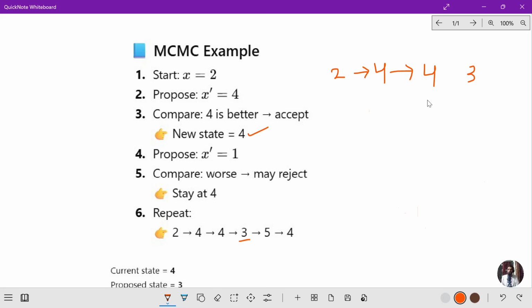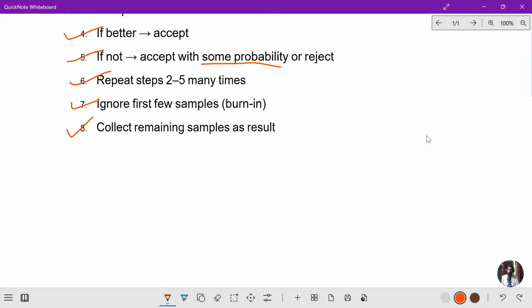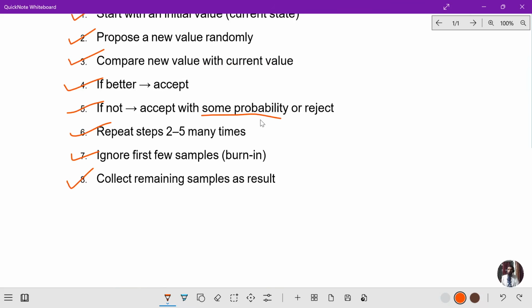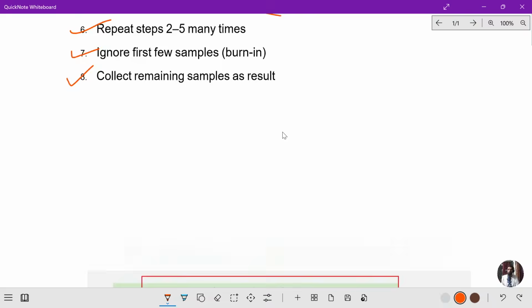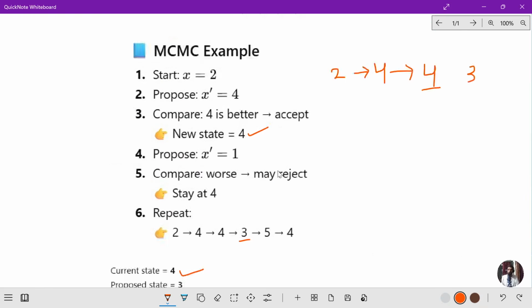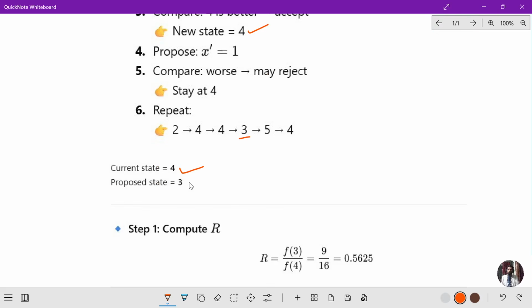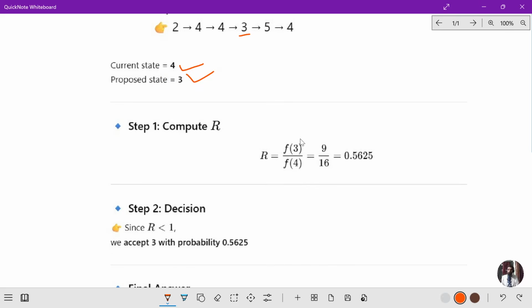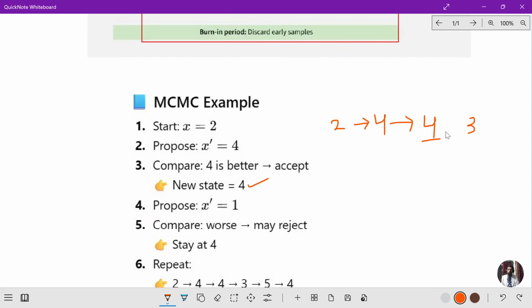So when you take 3, even though 4 is greater than 3, what it is telling in this one is to accept with some probability. Now you observe, the current state is 4 and the proposed state is 3. So we need to find the value, proposed state divided by current state. That is equal to 0.5. If it is less than 1, we will accept. So that's why I can go with the 3.